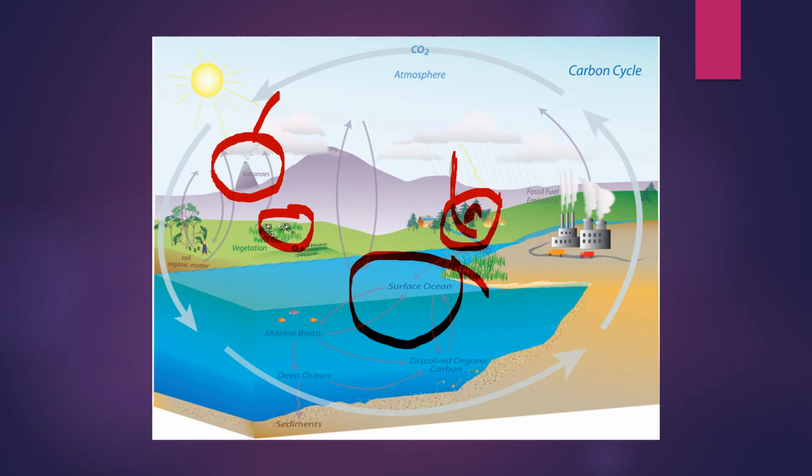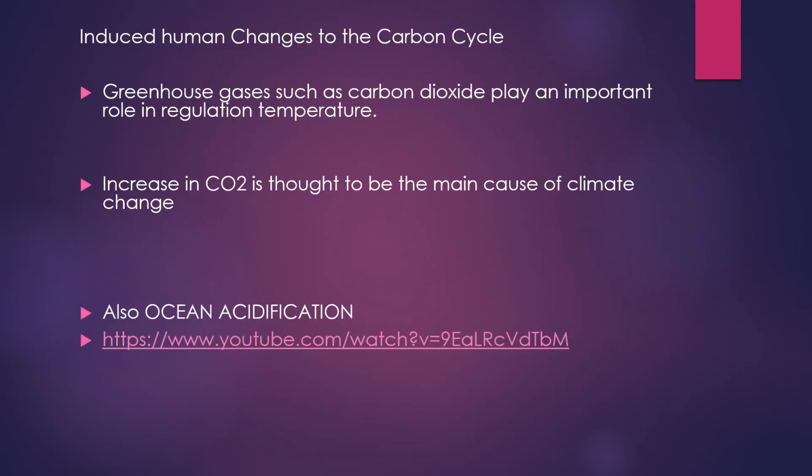So now we are seeing that our increase of CO2 in the atmosphere is changing the carbon cycle. These are human-caused changes to the carbon cycle. Greenhouse gases like carbon dioxide play an important role in the regulation of temperature. CO2 is a greenhouse gas. It is a variable gas. It has a huge influence on our climate. Too much CO2 is going to cause warming in the lower portion of the atmosphere, so it's also going to have effects on the ocean.